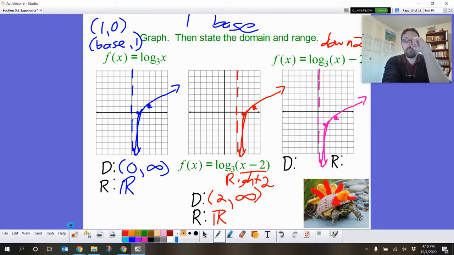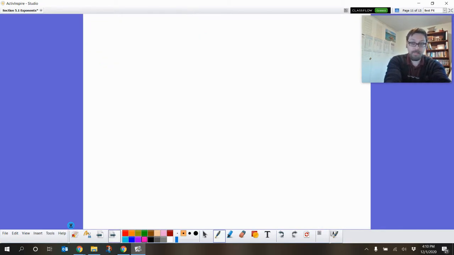Our domain for this other one, we can't get past 0. And our range, we can go all the way up, all the way down. So all real numbers. And that's it. That's it for today.